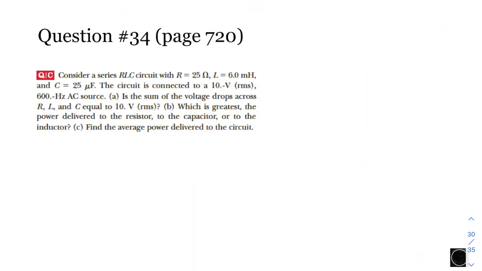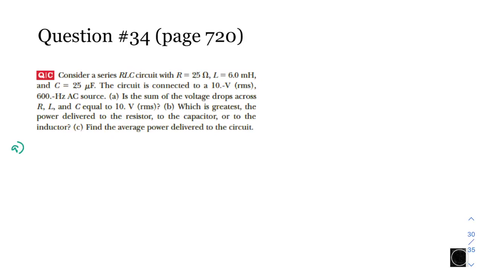Alright, let's proceed. Question number 34. We are going to consider an RLC circuit with R of 25 ohm, L 6 millihenry, C 25 microfarad. This circuit is connected to a 10 volt, 600 Hz AC source. Is the sum of the voltage drops across R, L and C equal to 10 volts? Madam already told you before that it is not possible, because the behavior of each element varies from time to time. So let's prove it.